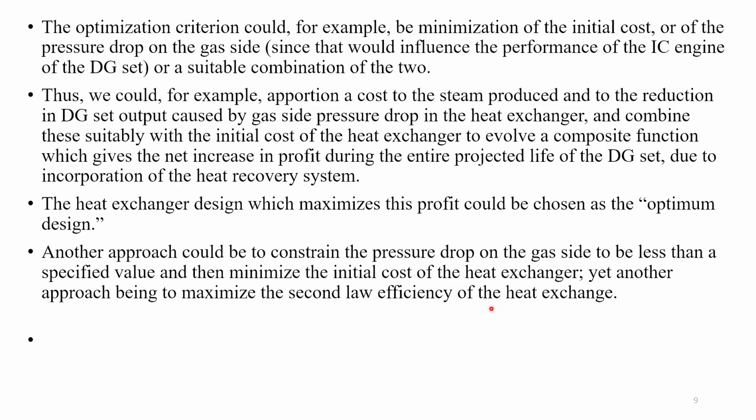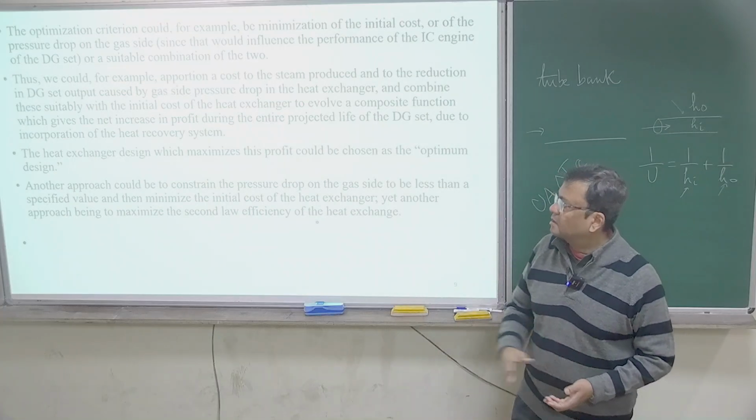You don't want too much pressure drop on the gas side, because this heat exchanger is downstream of the DG set, right? So if the heat exchanger causes a lot of pressure drop, then the DG performance will deteriorate, because it's part of the circuit. So you want to lower the pressure drop on the gas side. So these can be possible choices of the optimization criterion. You may say that, okay, I want to minimize the cost, I want to minimize the pressure drop, things like that. Based on these, the design which performs the best, that's an optimized design amongst possible designs.